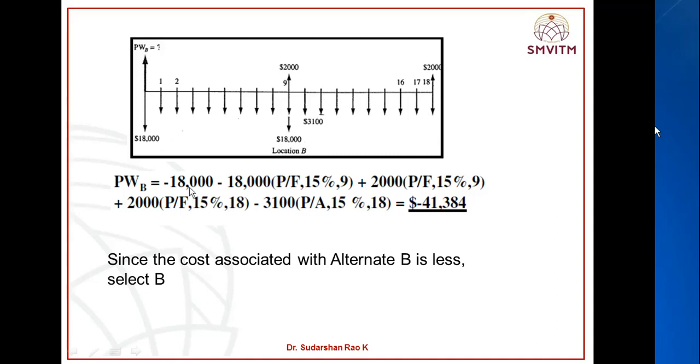So it is minus 18,000 as the present value at time 0, minus 18,000 P by F 15% 9 years, that is the 18,000 after 9 years converted to present value. Plus 2,000 P by F 15% 9 years, then plus 2,000 at the end of the 18th year, P by F 15% 18, minus 3,100 P by A 15% 18 throughout the 18 years. So it is minus 41,384.